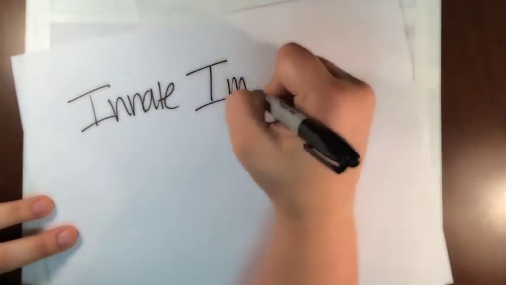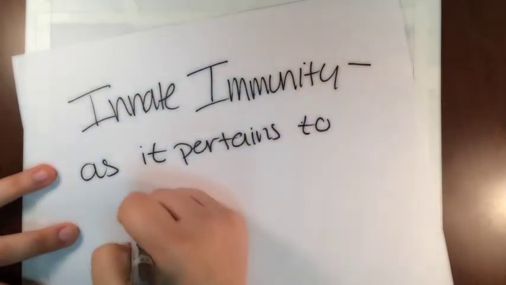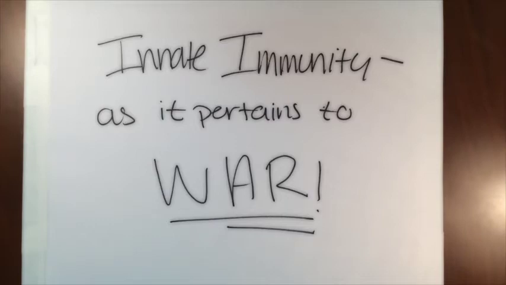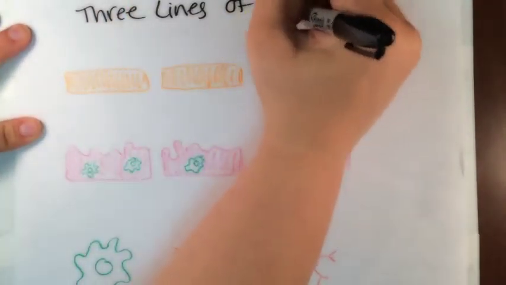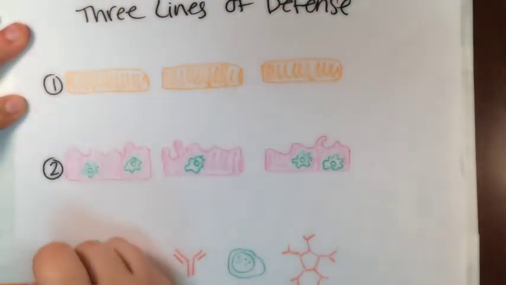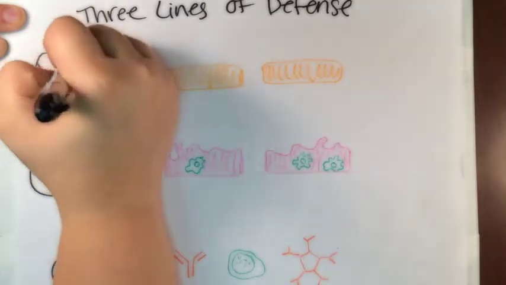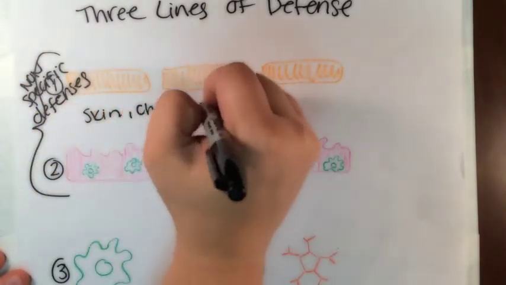For this presentation, we will focus on the immediate innate immunity as it pertains in relation to the ways of war. Parts of this immediate response include the first line and part of the second line of defense. There are 3 lines of defense in the innate immune system. The first and second lines are non-specific defenses. The first line includes the skin, chemicals, and mucous membranes.